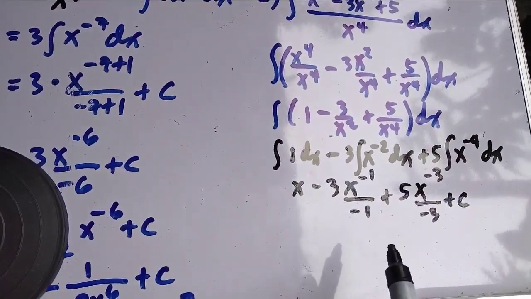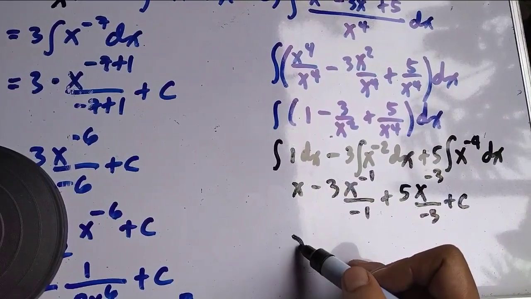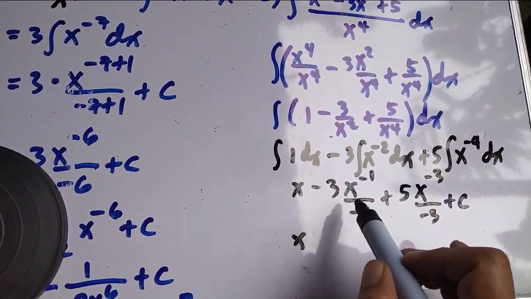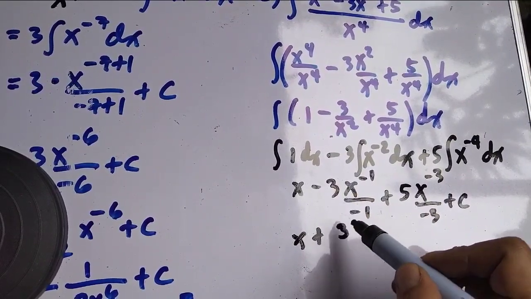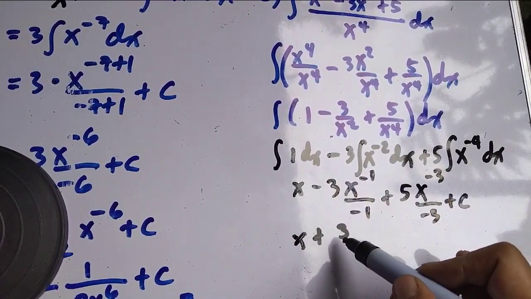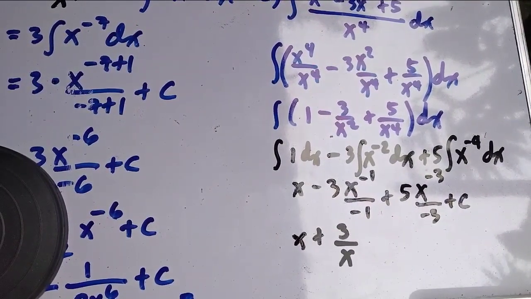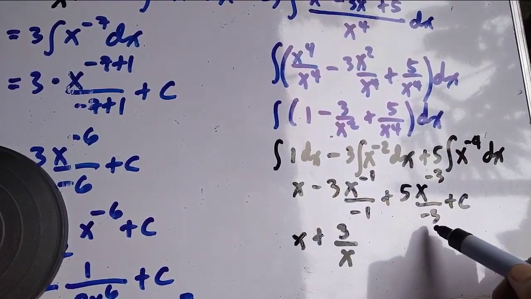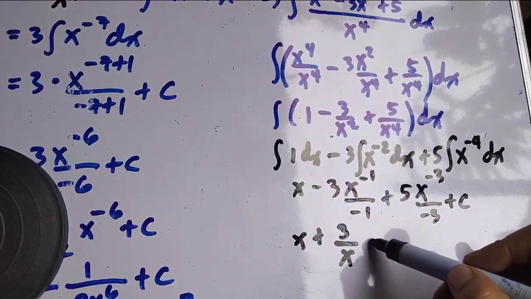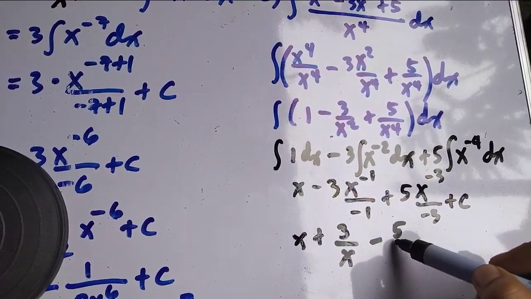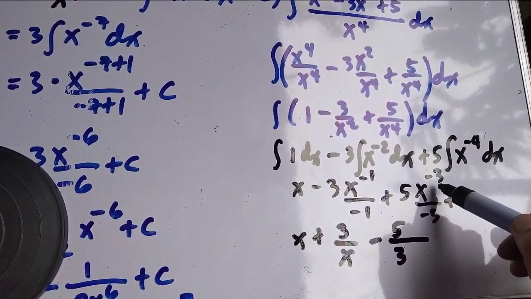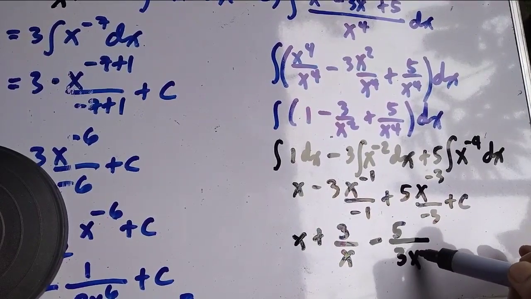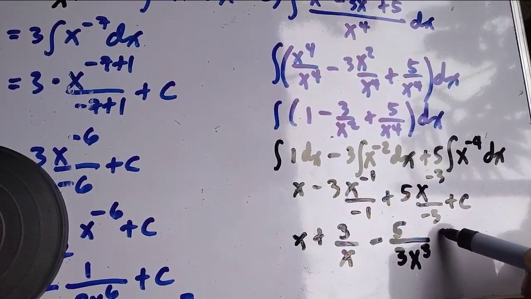Then, finalize your answer. You have x. What is negative 3 divided by negative 1? So, plus 3. To the power of negative 1 man siya, so over x. Okay? 5 divided by negative 3. So, negative 5 over 3. Exponent of negative 3 man dapat ma-positive. So, x to the power of 3 plus c.